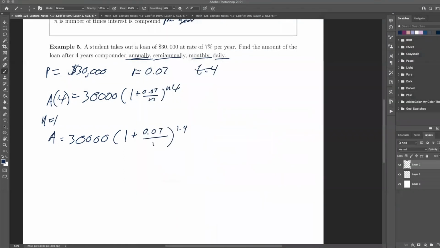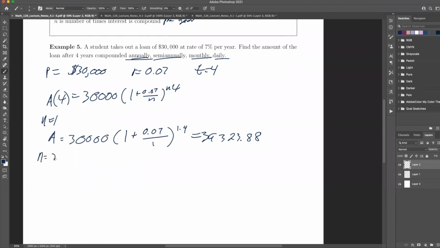And so interest just tends to work against you really hard, really fast. And so this equals, I'm going to write that down, 39,323.88. I'm just rounding to the nearest cent.